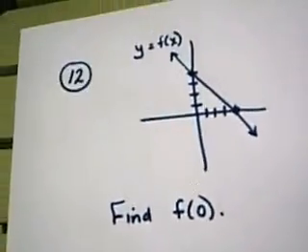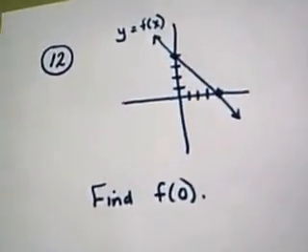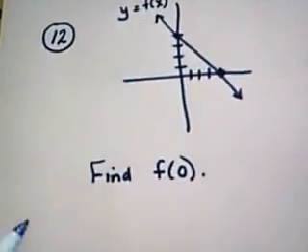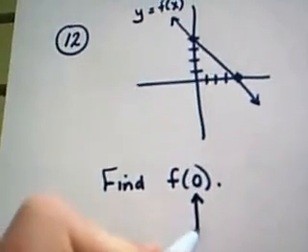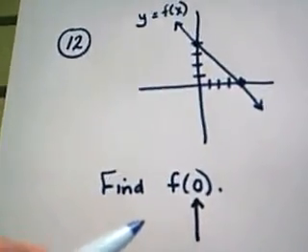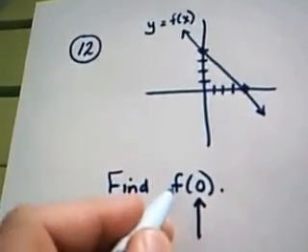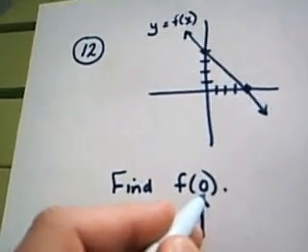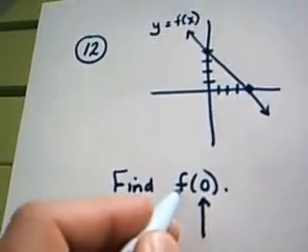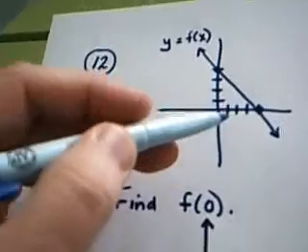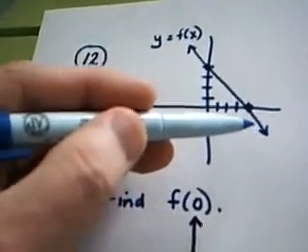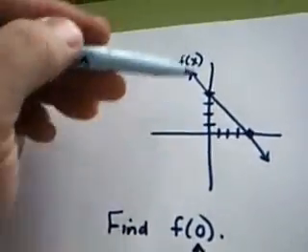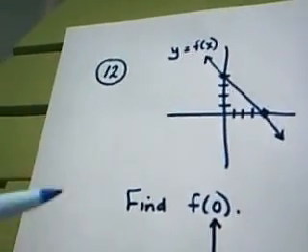Here is the picture of our linear function. Now what we're being asked to do is to find f of 0. Now, first of all, let's make sure you're reading it correctly. F of 0. F is the name of the function, and you can see the picture of that function graphed above. You definitely know that it's a function because it passes the vertical line test.